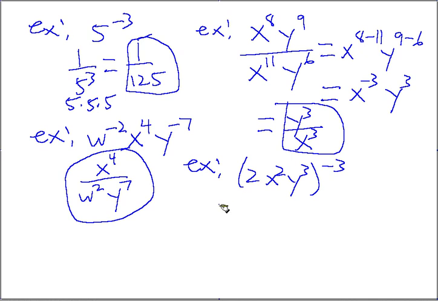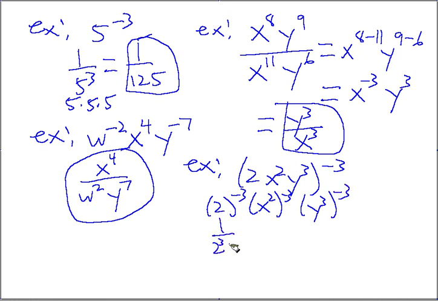All right, so this is going to be 2 to the negative 3, x squared to the negative 3, and y cubed to the negative 3. Can we see that? And 2 to the negative 3 is what? 1 over 2 cubed. I'm going to bump it down and make it positive. And that's x squared to the negative 3. So again, power to a power, what do we do? We multiply powers, right? That's x to the negative 6. Y to the what? 3 times negative 3, negative 9.